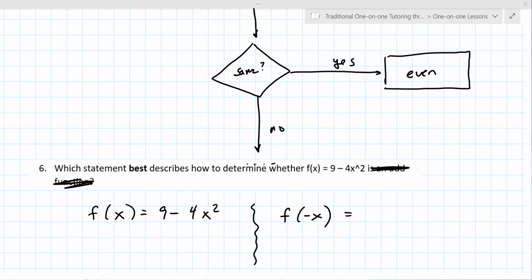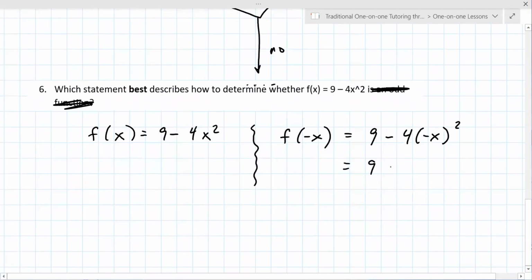So that would be even. Yeah, so we're gonna throw in negative x. I'm gonna do it in parentheses, and then you square before you multiply. So this becomes minus 4x squared. And you ask yourself, is this the same as the original?